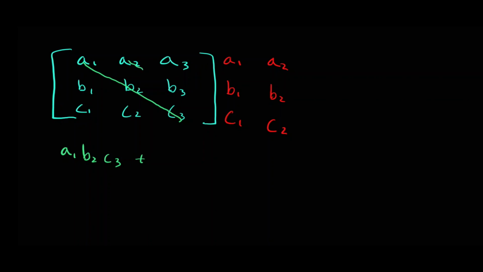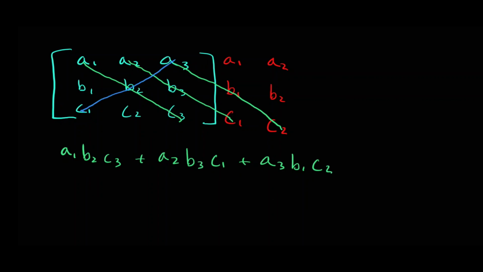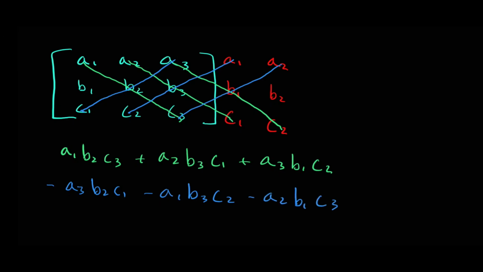And then the determinant is going to be A1 times B2 times C3 plus A2 times B3 times C1 plus A3 times B1 times C2 minus A3 times B2 times C1 minus A1 times B3 times C2 minus A2 times B1 times C3. So that's the formula for a 3x3 matrix's determinant.